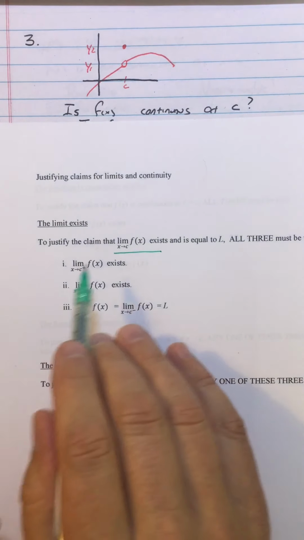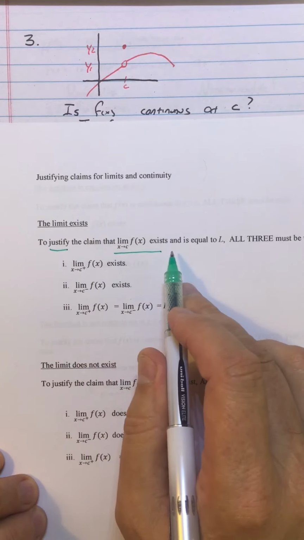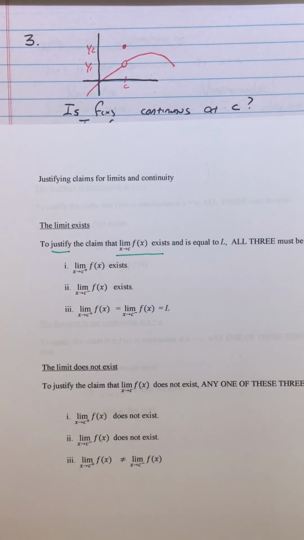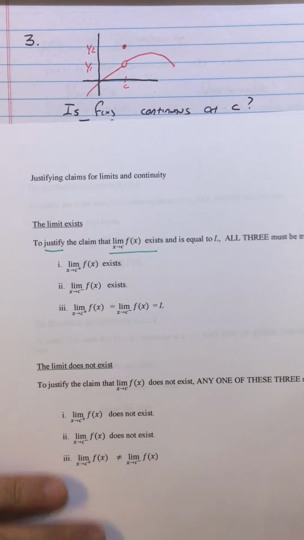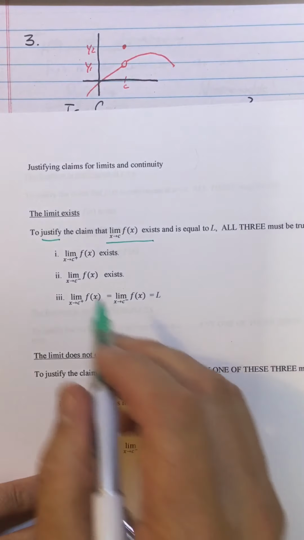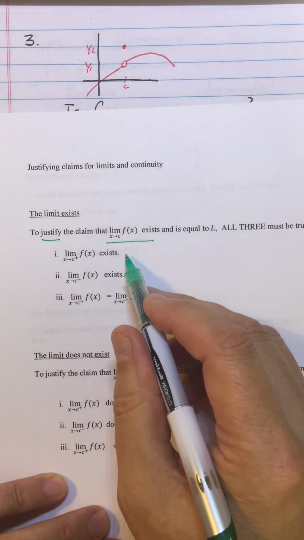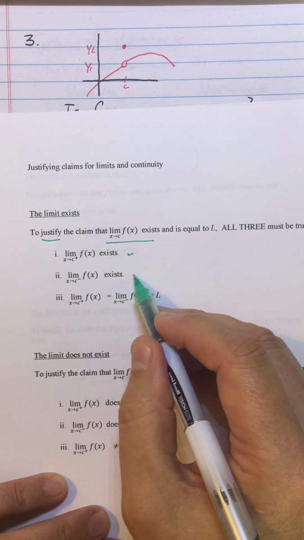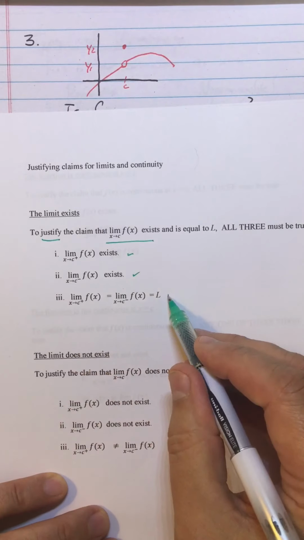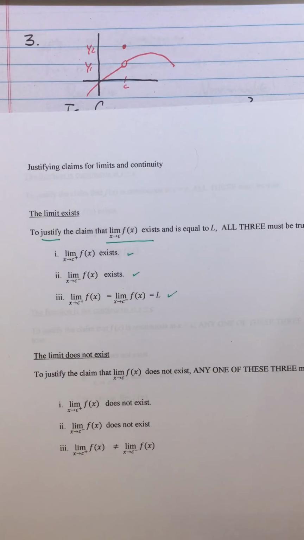So if I want to justify that a certain limit exists, and usually for this assessment, by the way, I'm going to tell you that the limit exists and what it is, and I'm going to say, you just justify this. So here's what you need to say about it. All three of the things must be true. The limit as x approaches c from the right exists, the limit as x approaches c from the left exists, and the two limits are equal to each other. So we've done that a little bit.